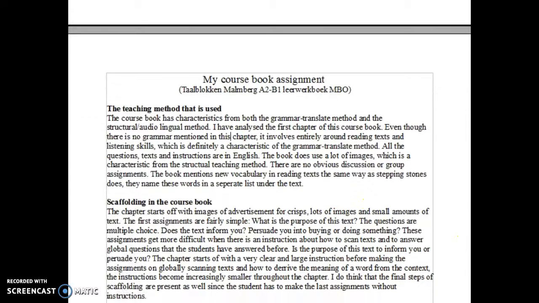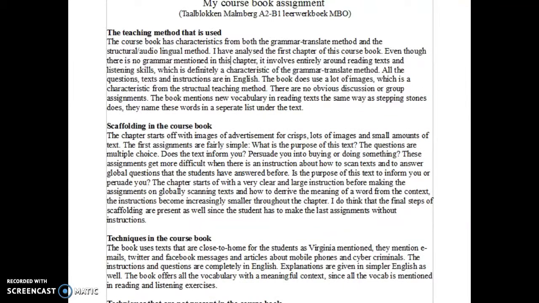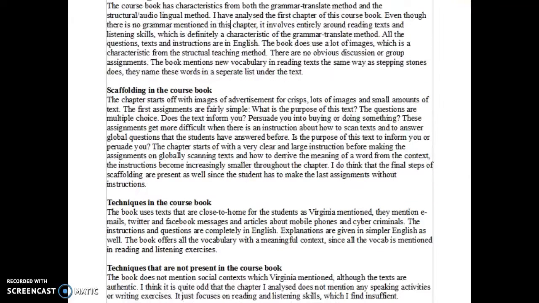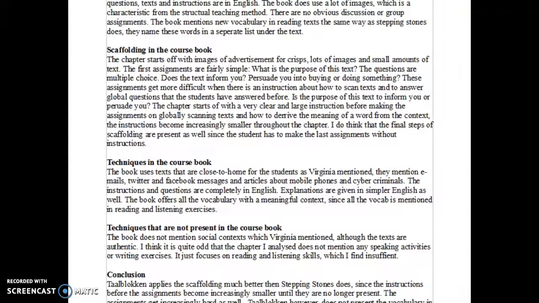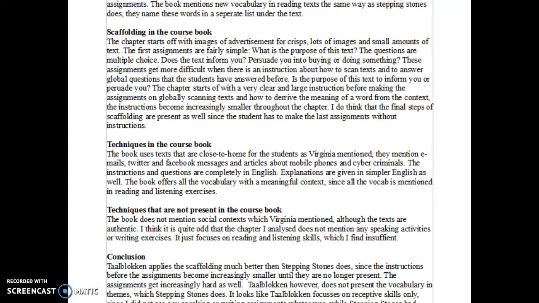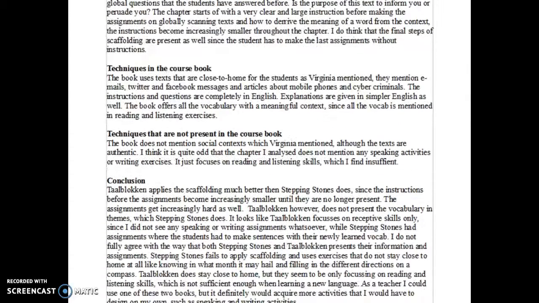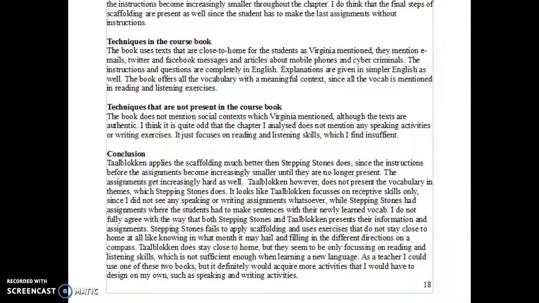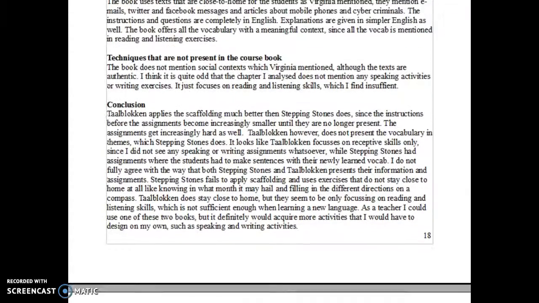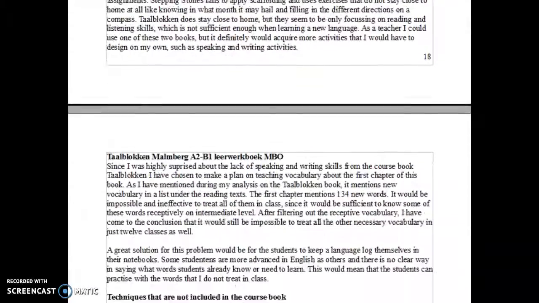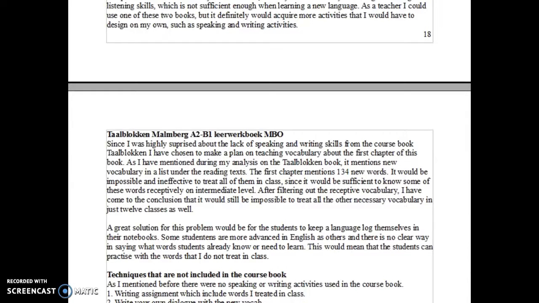I have noticed that the scaffolding steps are used in here, but the book only focuses on reading texts and listening skills. So the speaking skills and writing skills weren't practiced at all. That's why I have chosen to design my own activities which focus on the same vocabulary, but on the reading and writing skills, which we can see over here.